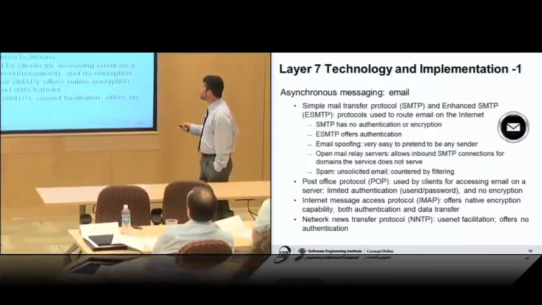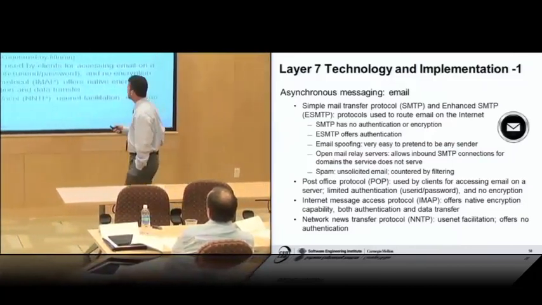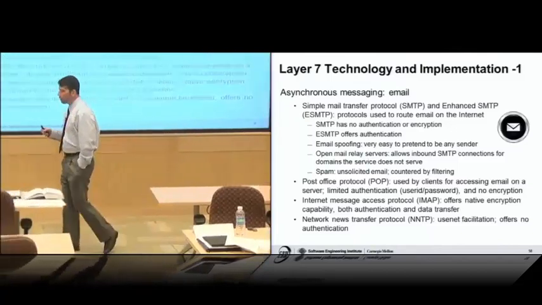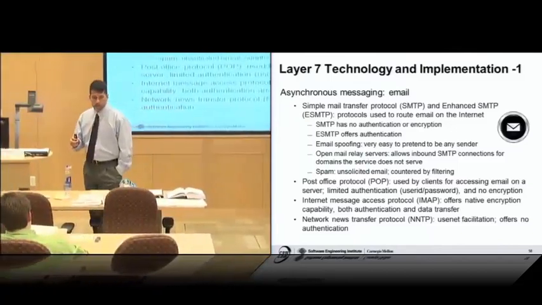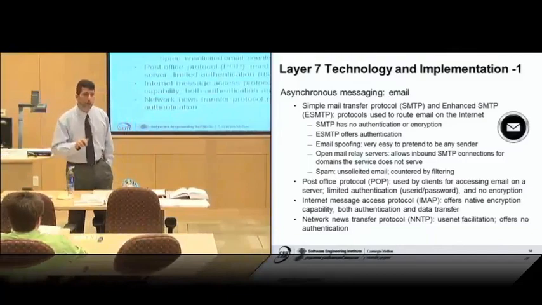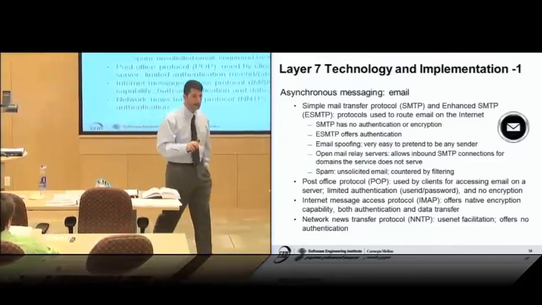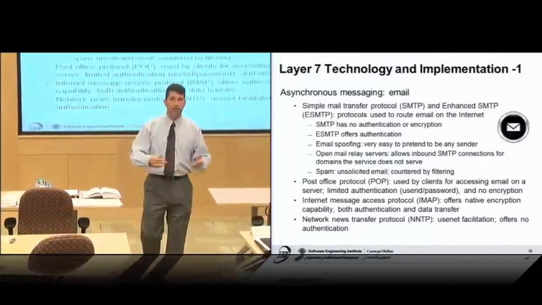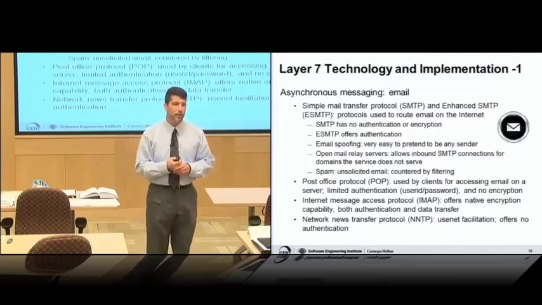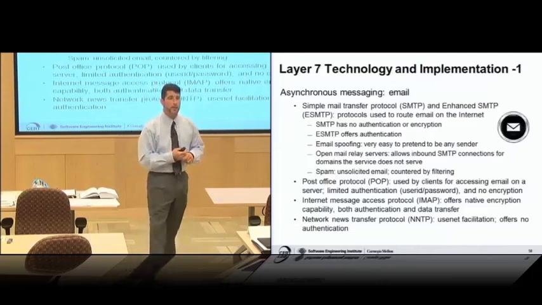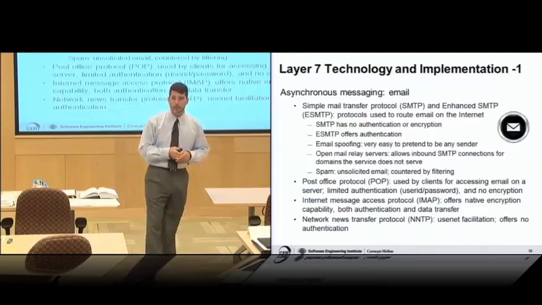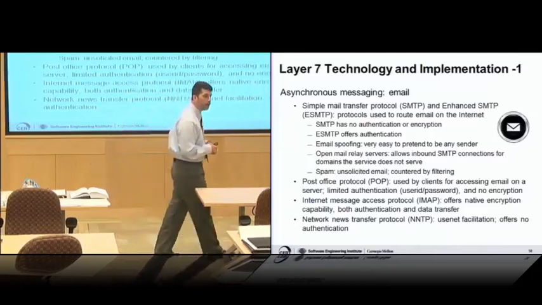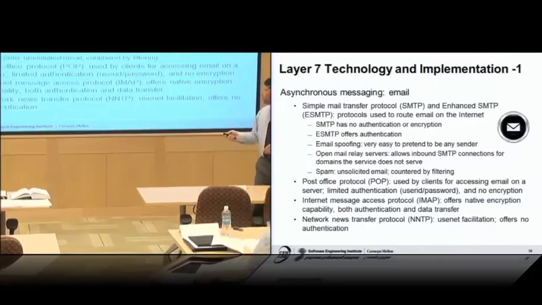Open relay servers allow connections from domains that aren't normally going to be connected to by that server, meaning they're going to take all comers. They're going to take all traffic. They're non-discriminatory. The problem with that, of course, is anyone can send them messaging. That's wide open for the attacker.